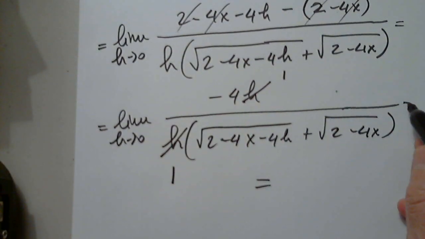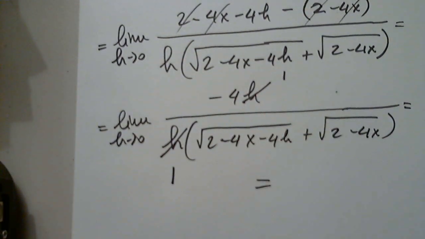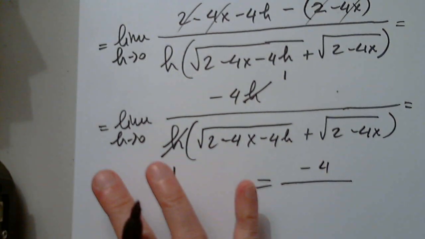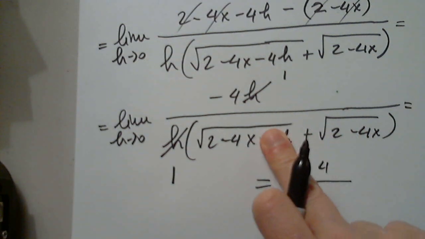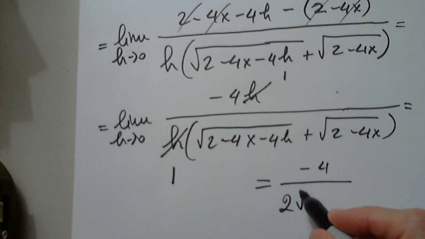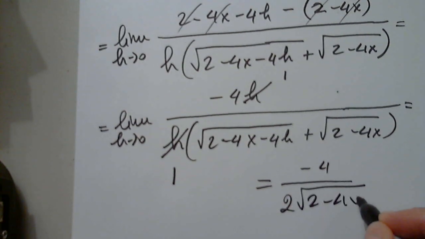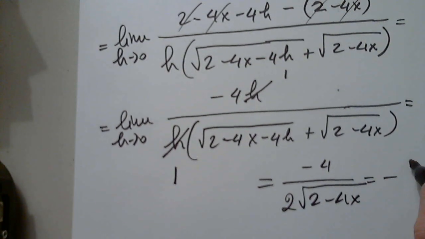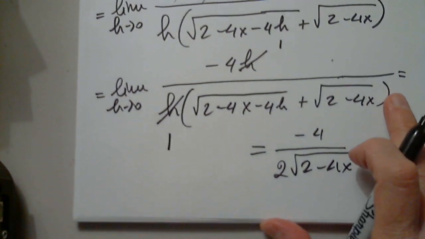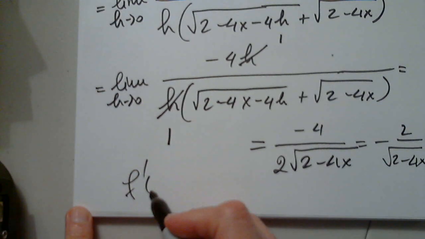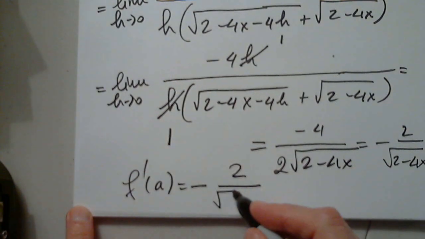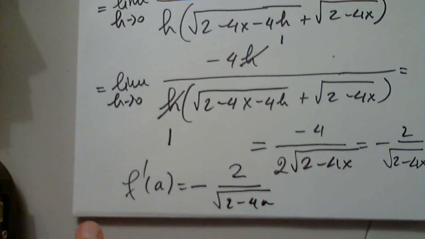And now I will drop the limit operator because I will apply it. The top is -4. When h approaches 0, this goes away. An apple plus an apple is 2 apples. I will simplify and I get -2 over the square root of 2 minus 4x. And because I'm asked to find f prime of a, now I'll write -2 over the square root of 2 minus 4a.